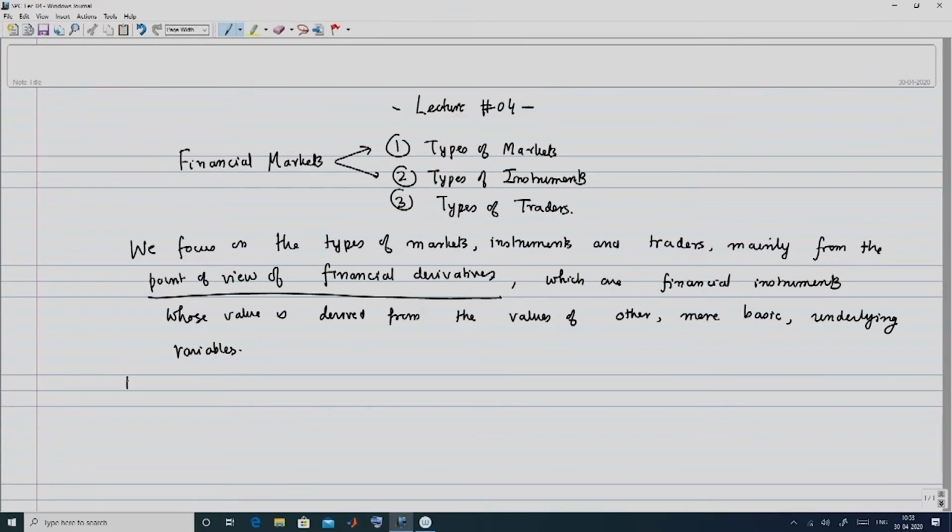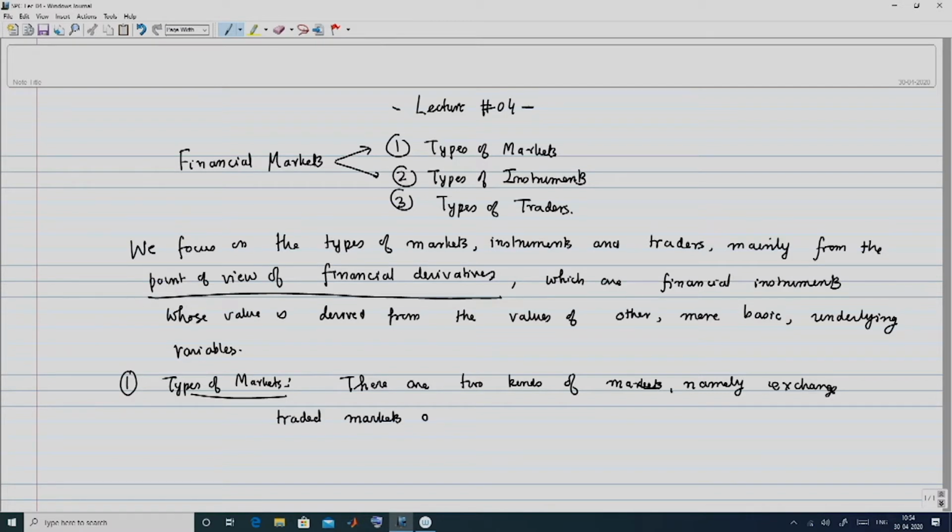So, now let us start off with types of markets. In the context of this discussion, we will talk about two kinds of markets, and this is a very broad classification. Namely, exchange traded markets and over the counter markets.